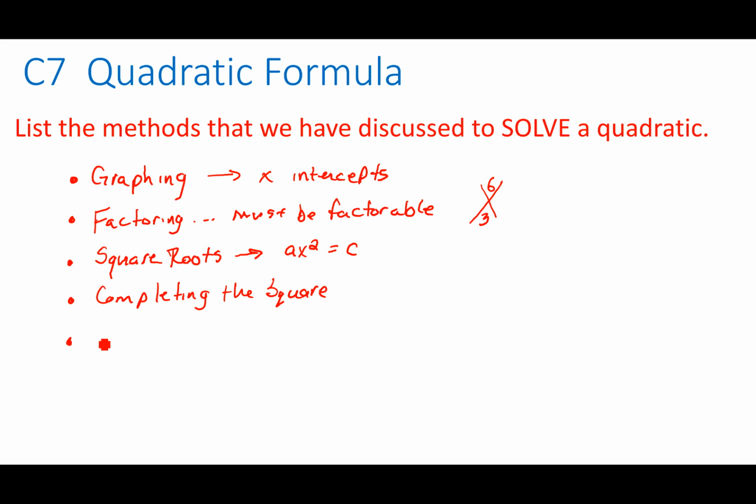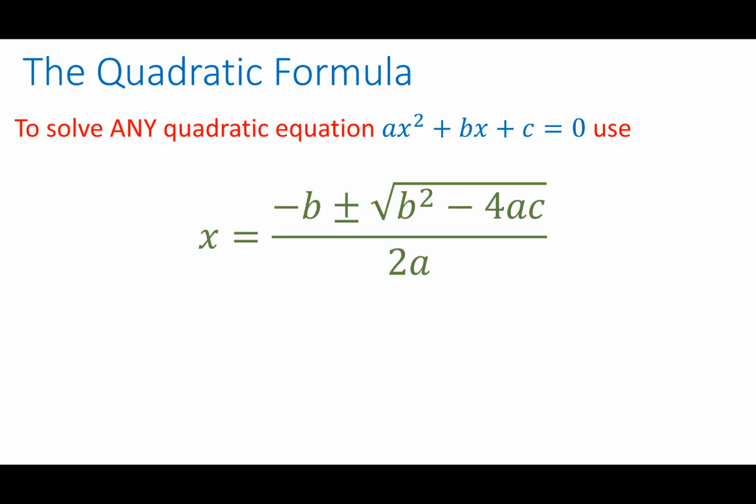Now, the last one we're going to talk about is the quadratic formula. All right, so this one is very powerful as well. Because now we can use this on any quadratic, just like completing the square. But this one is just a formula that we have to work with, and the formula will tell us the x values. So, for the quadratic formula, to solve any quadratic, it needs to be in this form: ax squared plus bx plus c equals 0.